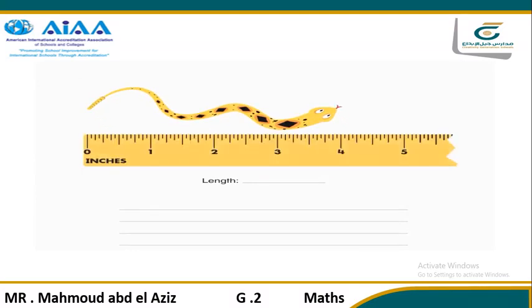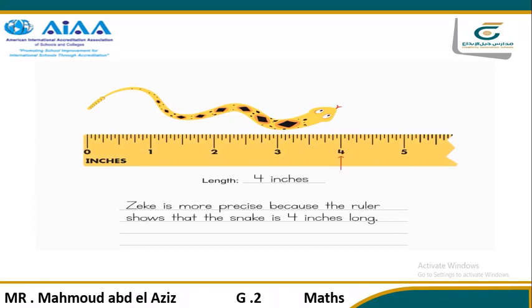Listen and look for students who place a ruler below the snake and say that Zeke's measurement is more precise, because the length from the snake's tail to its head is about 4 inches. To encourage a more precise measurement, ask guiding questions such as, is the snake curved or straight? Does the ruler measure the snake's curves? What tools could you use to measure a curved object's length more precisely?